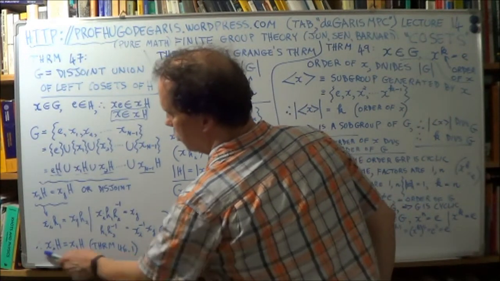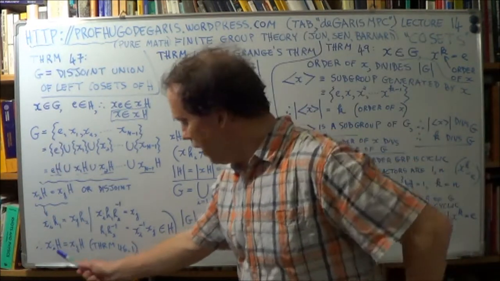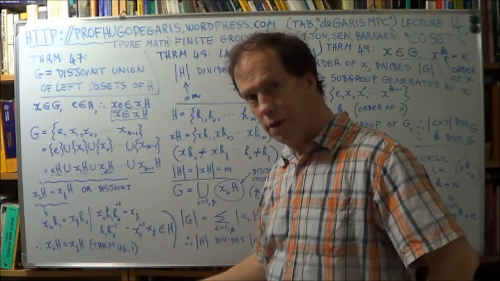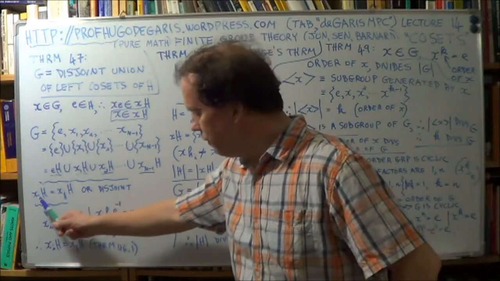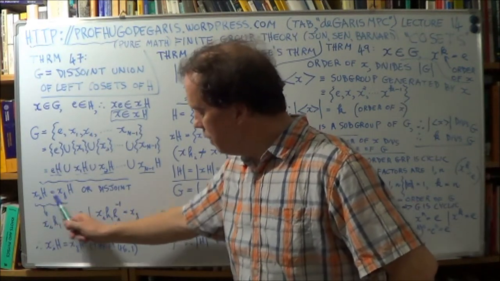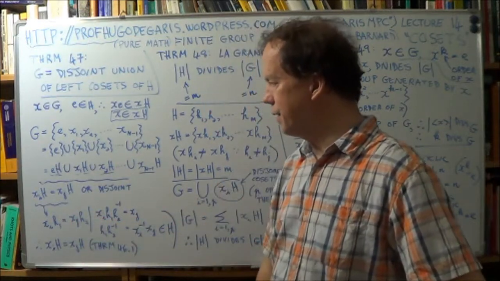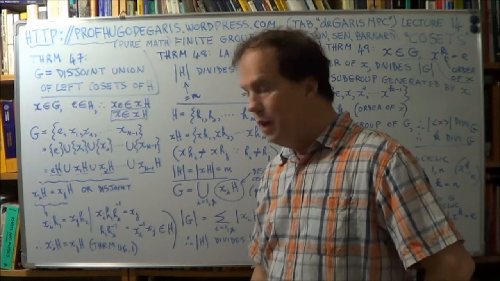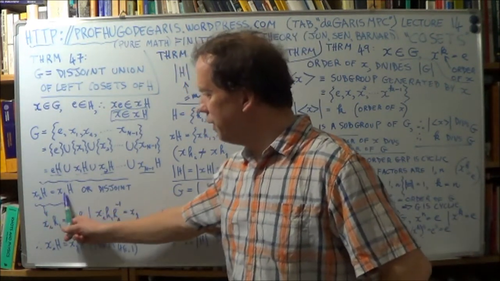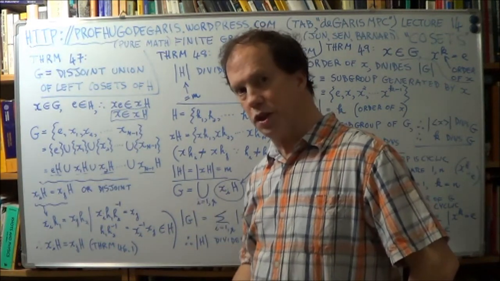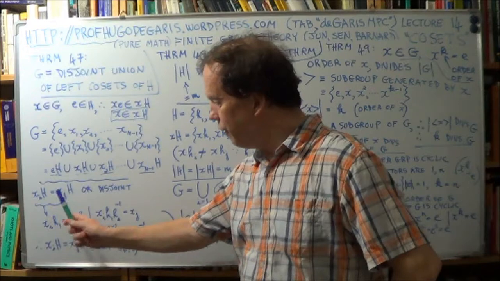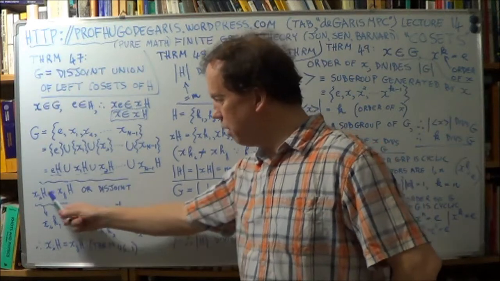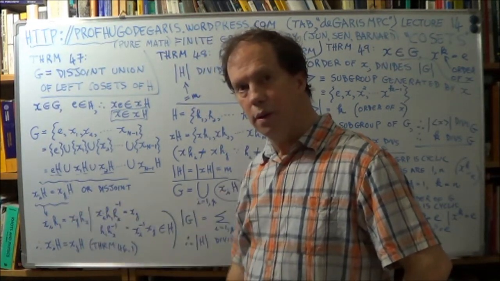Now, what does that mean? How do you interpret that? What is that saying? It's saying that this coset is equal to that coset. So in other words, if there's at least one element in common between these two cosets, they are the same coset. If there are no elements in common, by definition, they are disjoint. If you have one or more elements in common, they're the same coset.